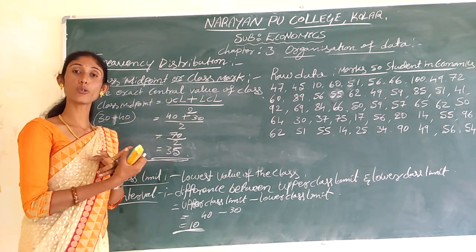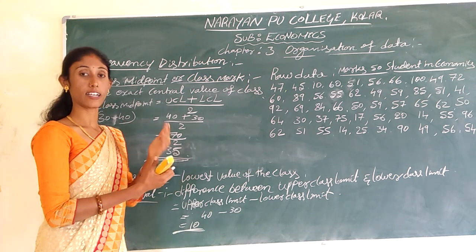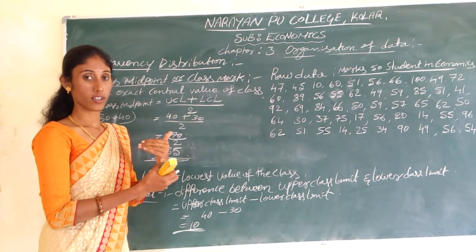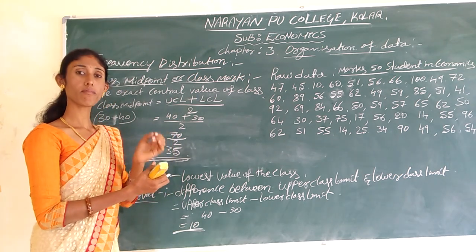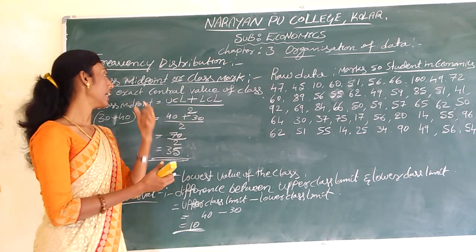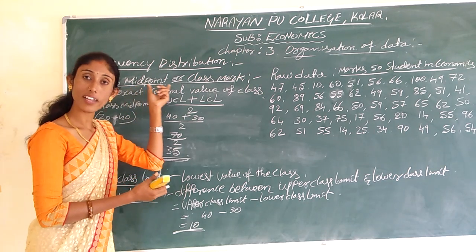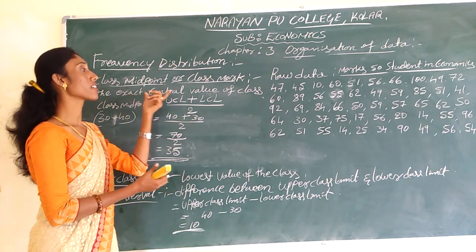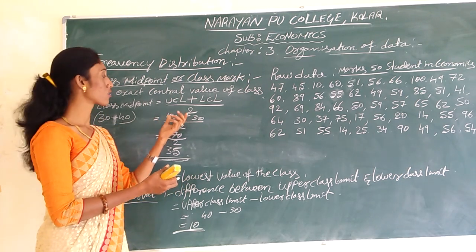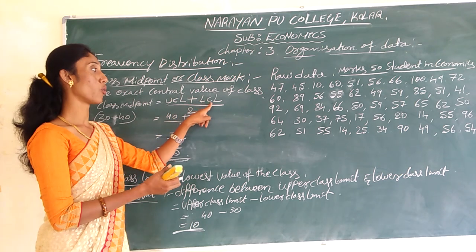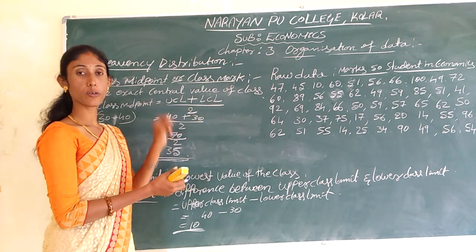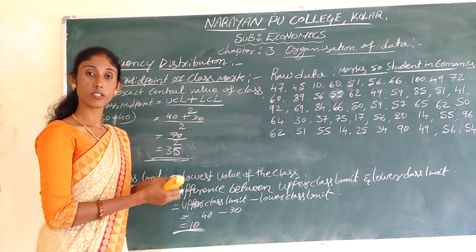Upper class limit refers to the highest value of the class, and lower class limit refers to the lowest value of the particular class. Class interval means the difference between upper class limit and lower class limit. The class midpoint or class mark refers to the exact central value of the class, and to find it we have a formula: upper class limit plus lower class limit divided by 2. By using this formula, we can find the class midpoint. Understood?